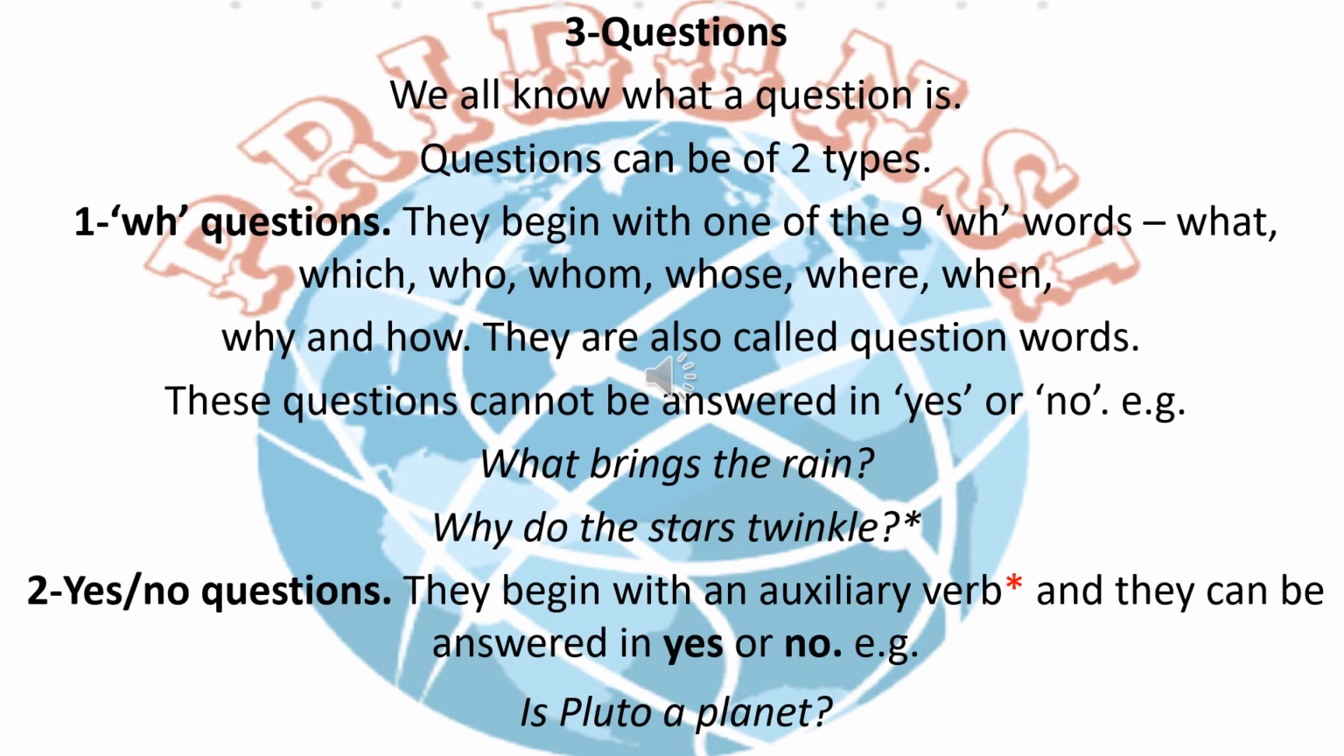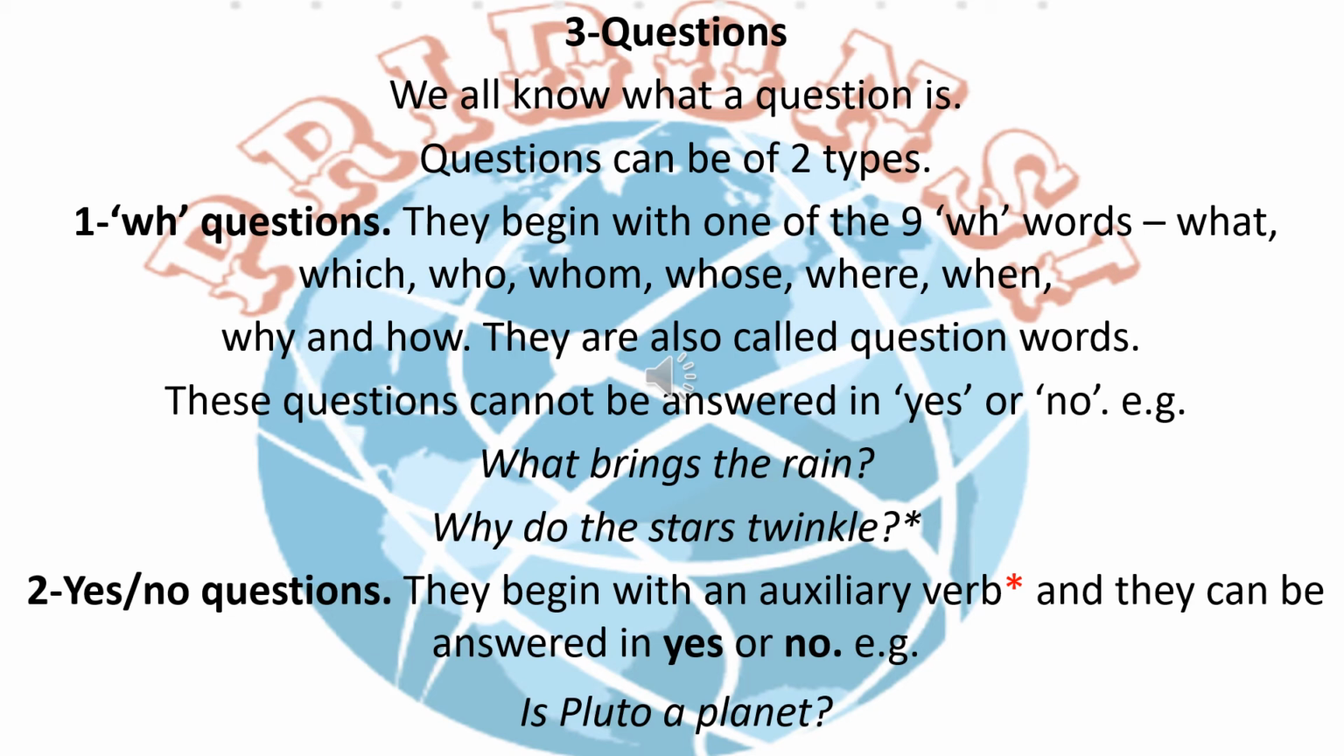Number 2, yes or no questions. They begin with an auxiliary verb and they can be answered in yes or no. For example, is Pluto a planet?